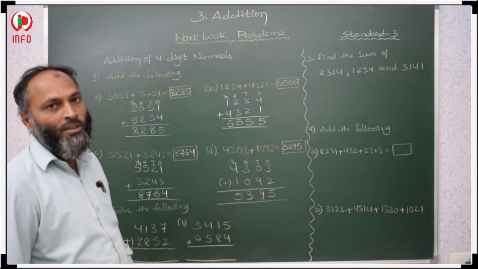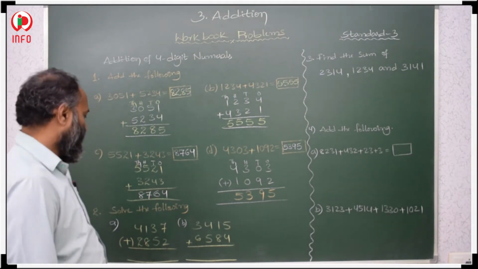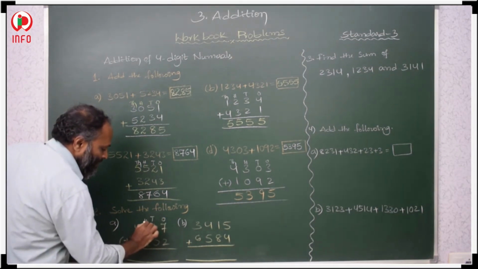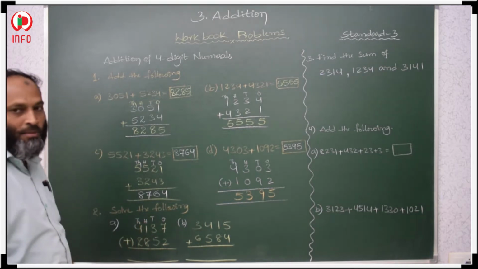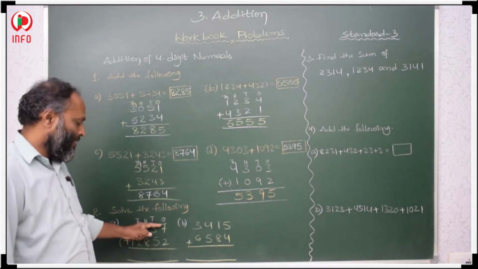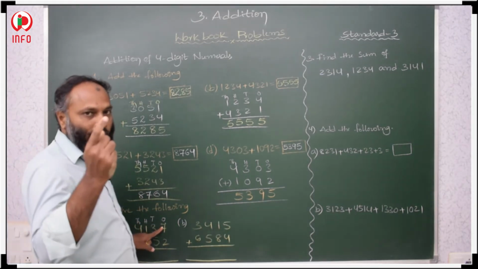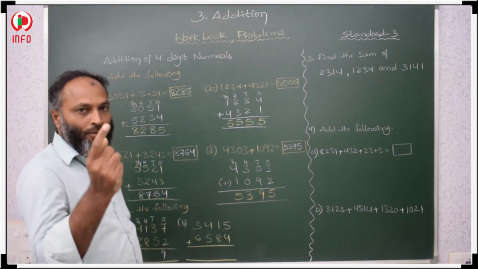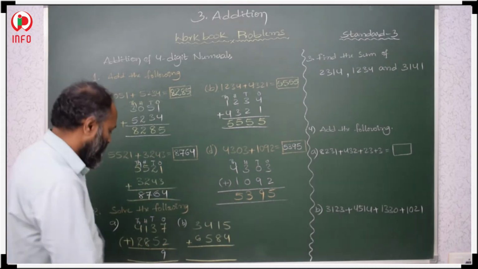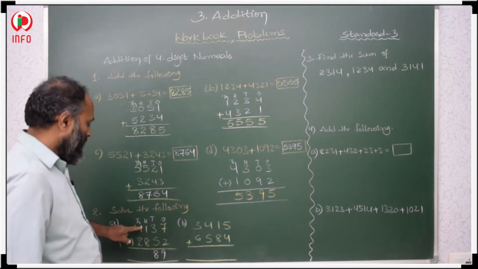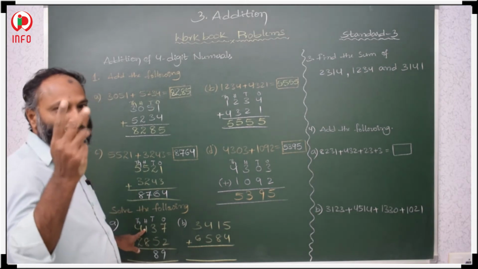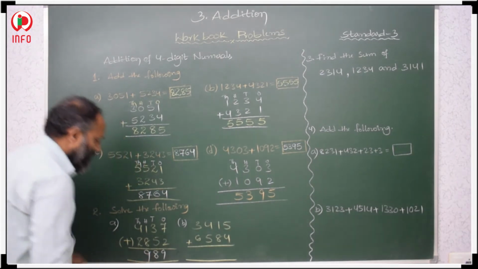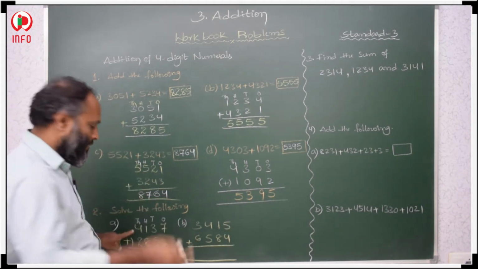2 more questions were there. Those 2 questions are home assignment. Now, solve the following. This is ones place, this is tens place, this is hundreds place, this is thousands place. Now we add ones place values. 7 plus 2, 7, 8, 9. 3 plus 5, 3, 4, 5, 6, 7 and 8. And 1 plus 8, 1, 2, 3, 4, 5, 6, 7, 8, 9. 4 plus 2, 4, 5, 6.